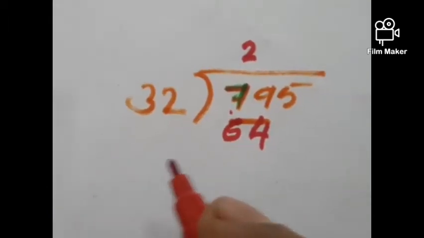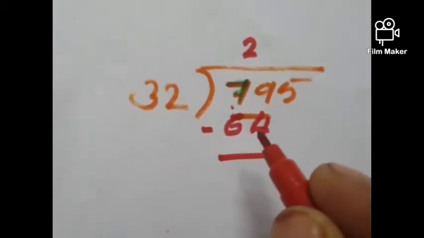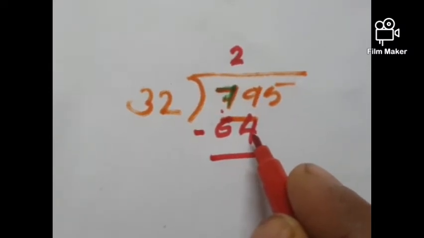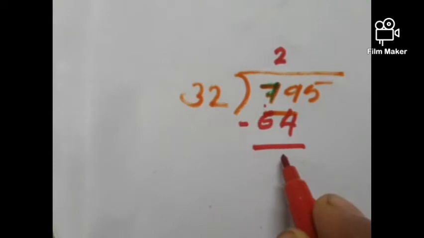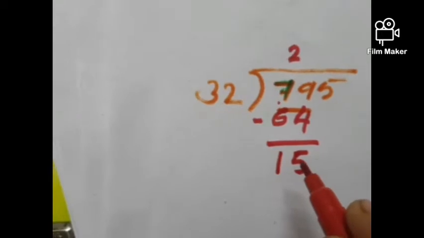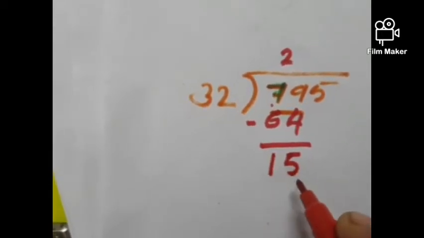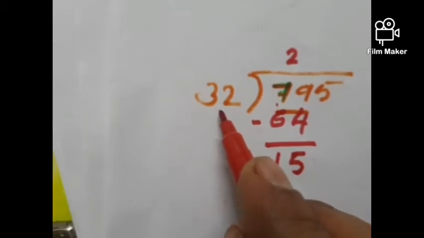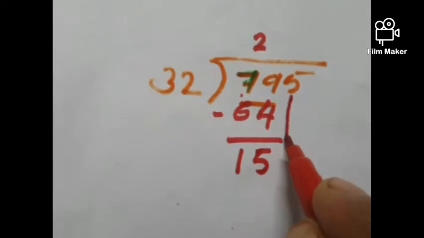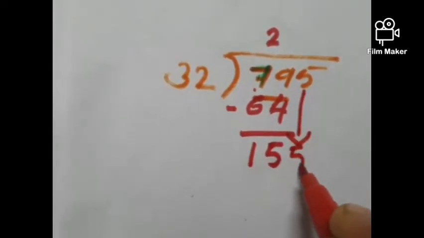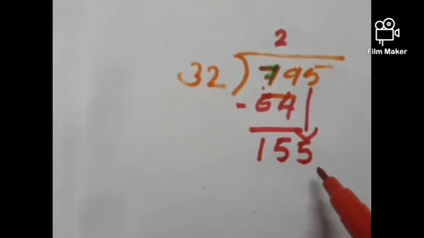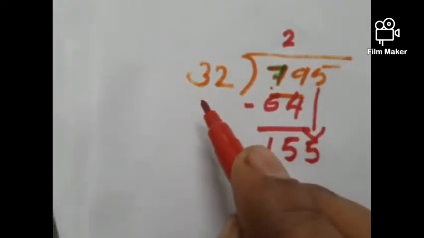Now subtract 64 from 79. We will get here 9 minus 4 is 5. 7 minus 6 is 1. We will get 15, which is less than 32. Isn't it children? So bring the digit in ones place down. This is 5. Okay. Now the number becomes 155, which is greater than 32.